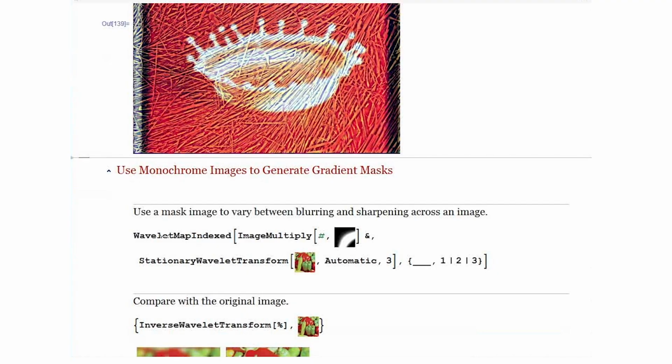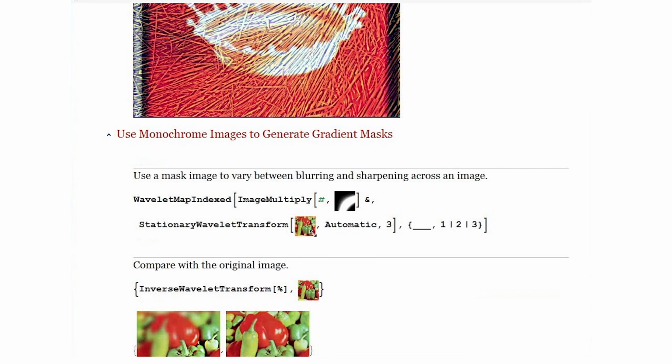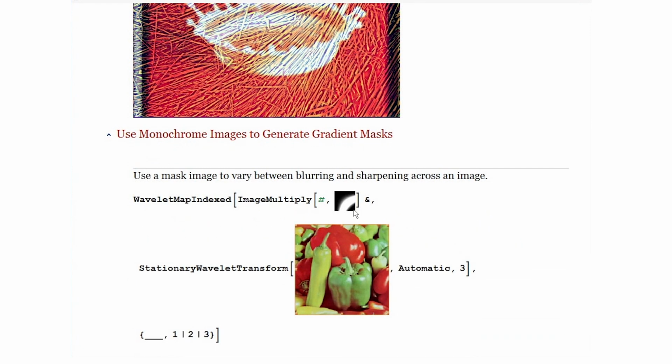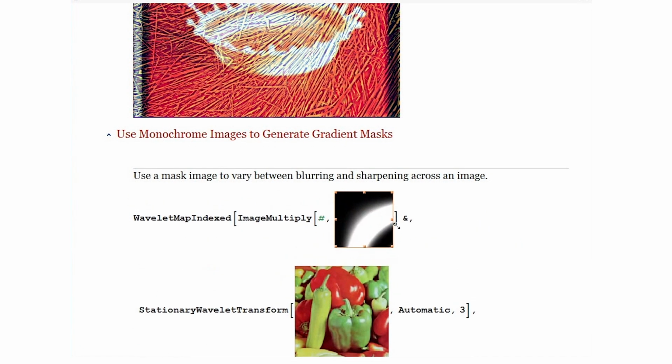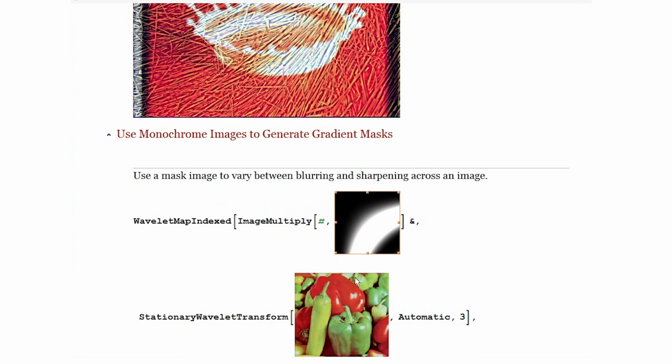Here is a slightly simpler example wherein we are going to make use of a monochrome image in order to generate certain masks. So we have our first image, and we have a monochrome image, and we are going to superimpose one over the other so that wherever there is a white spot, those sections in the original image will be highlighted.